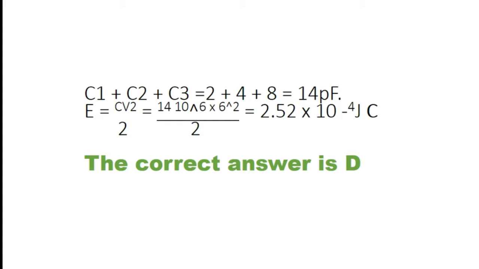So how do we get to option C? First of all, we need to calculate the capacitance of the three capacitors. So the capacitance of the three capacitors is C1 plus C2 plus C3. That is 2 plus 4 plus 8, and that will give us 14. So now that we have that, we can say that our energy is equal to the capacitance times the potential difference squared, all over 2. This will give us 14 times 10 raised to power minus 6 times 6 squared, all over 2. So our final answer will be 2.52 times 10 raised to power minus 4 joules, which is option C.